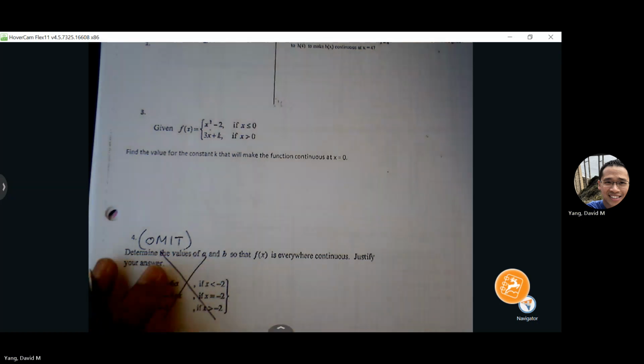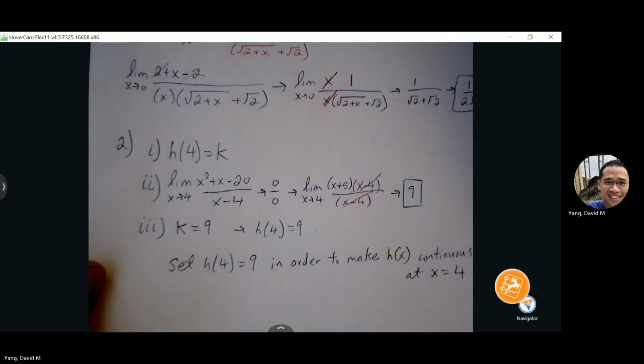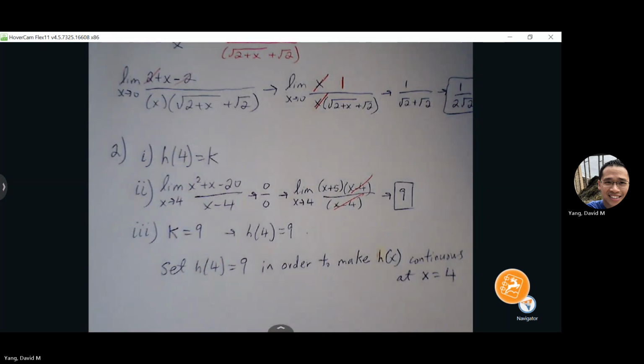Number 3, find the value for the constant k that will make the function continuous at x equals 0. We're just going to step through our continuity conditions, and before we know it, we're going to be able to solve for k just by going through our conditions. Any questions, 1 and 2? Okay, try number 3.